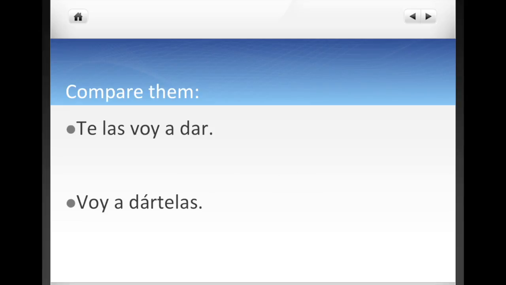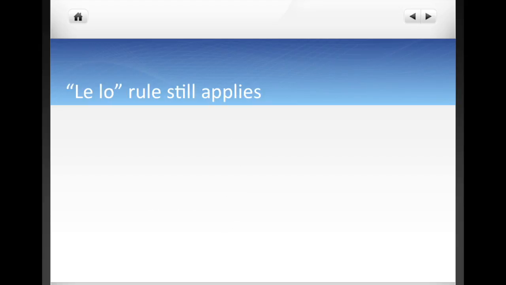Let's compare them. We have te las voy a dar, voy a dártelas. My pronouns are the same. Their positioning is different, but it doesn't change the meaning of the sentence. The meaning of the sentence is exactly the same. These are identical in meaning. So, when we have compound verb phrases and double object pronouns, our lay lo rule still applies. We can't lay low in Spanish.